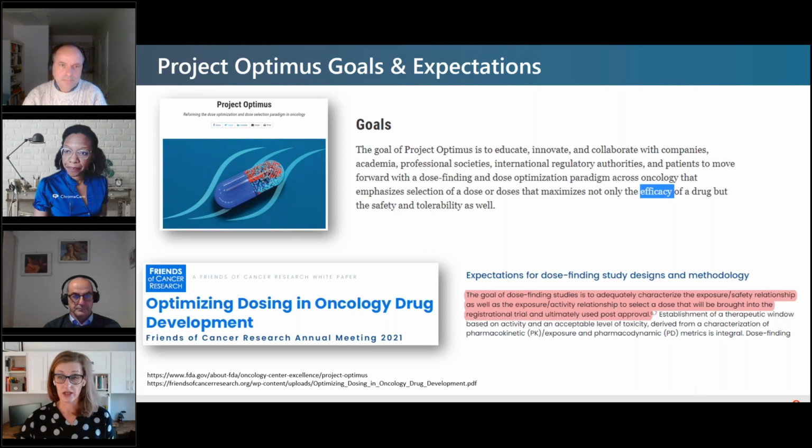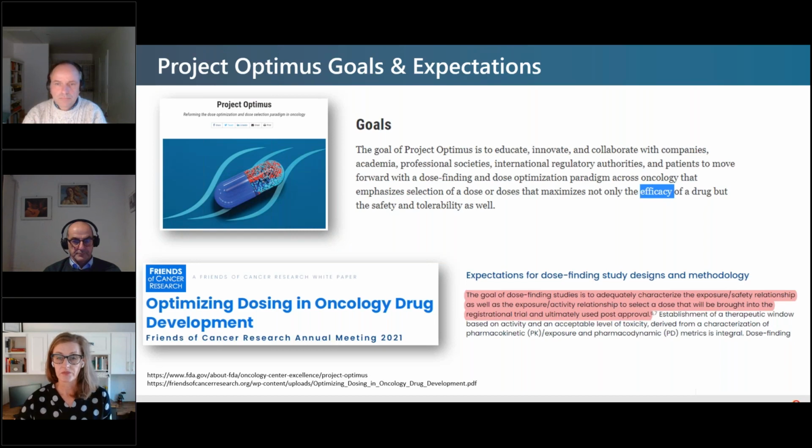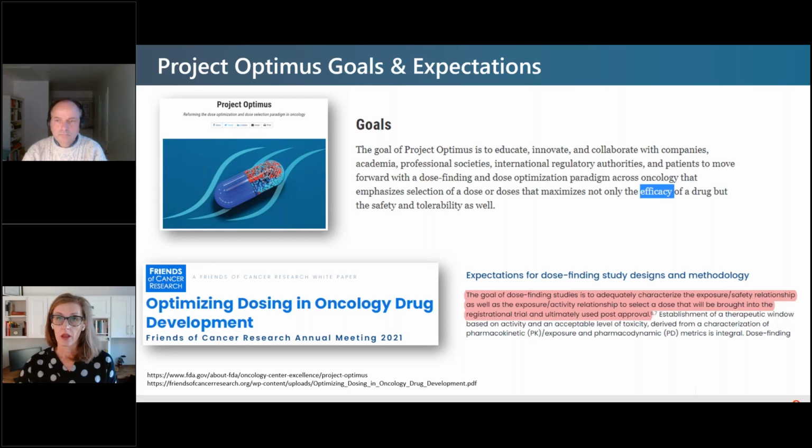So the FDA wants us to change the paradigm, but what is the goal of a dose finding study? The goal of dose finding from the Friends of Cancer Research November 2021 white paper was to adequately characterize the exposure safety and exposure activity relationship. While I agree these goals are ambitious, I think the advice here is rather pragmatic and flexible.